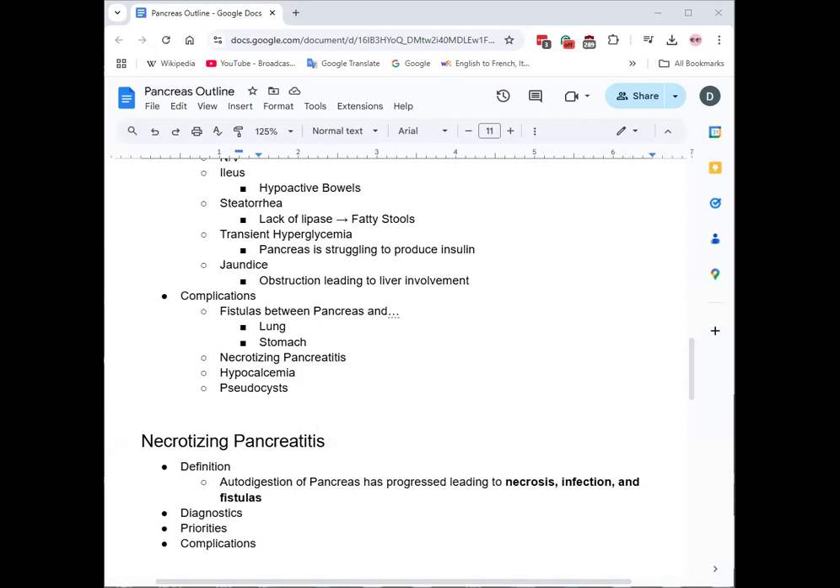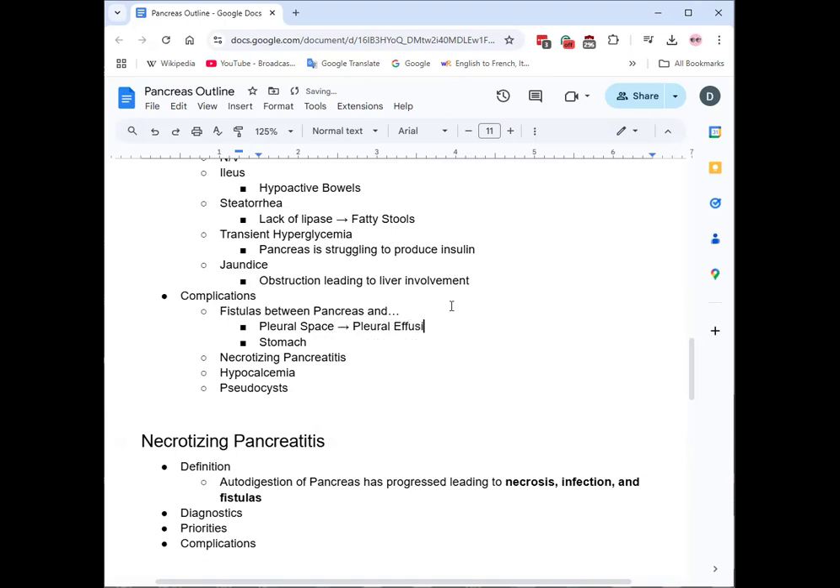Okay, so let's see what you guys got. When it comes to the lungs, it can lead to pleural effusions, exactly. So between the pancreas and the lungs, it's more so the pleural space. It can potentially lead to pleural effusion leading to ARDS, yes. ARDS is a very serious thing. The patient will more than likely have to be intubated with ARDS.